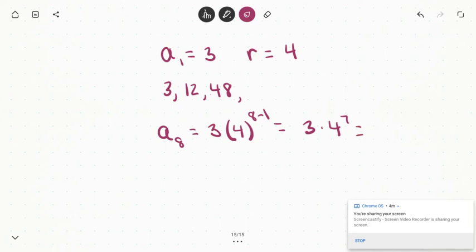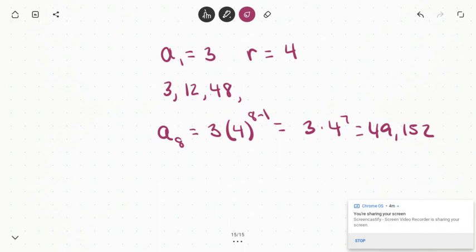I don't have my calculator pulled up on here, so I'll just do it real quick on the side. So we have 4 to the 7th times 3, and that's going to be 49,152. So that is the 8th term. They go pretty fast, where arithmetic moves pretty slowly. So geometric is going to move pretty quickly. It's going to be some powers. It's going to act kind of like an exponential equation.